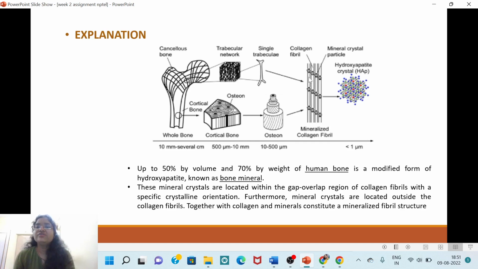And obviously collagen fibrils are present in bones like we discussed before, and these bone mineral crystals, hydroxyapatite crystals, are present in the gaps between the collagen fibrils, and these are present in different modified forms throughout our body, right? Calcium carbonate doesn't have any modified form. It is present universally throughout our bones in the body, whereas hydroxyapatite are minerals which are present in modified forms in our body, right? We'll move on to the next question.